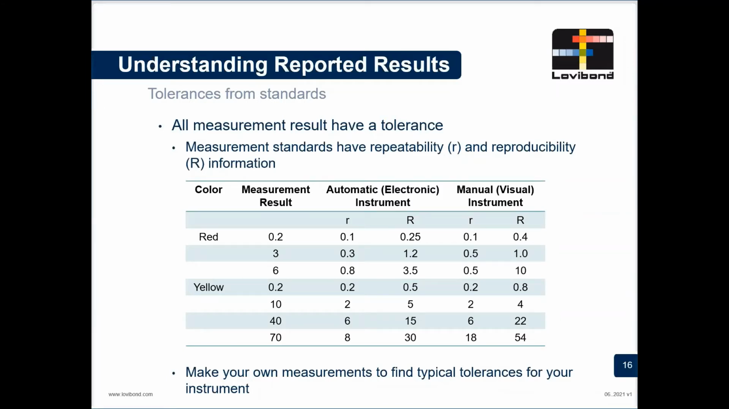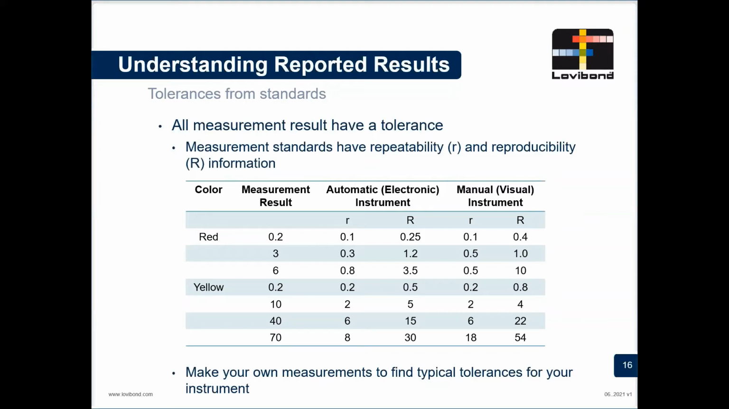Looking at this table, we can see that our repeatability and our reproducibility are going to be dependent on what my measurement value is. As my measurement value increases, my repeatability and my reproducibility values will also increase. If we look at our red value here, as we move up to 3 and 6, our repeatability has gone up from 0.1 to 0.8. But our reproducibility with our electronic instrument has gone up from 0.25 to 1.2 to 3.5.